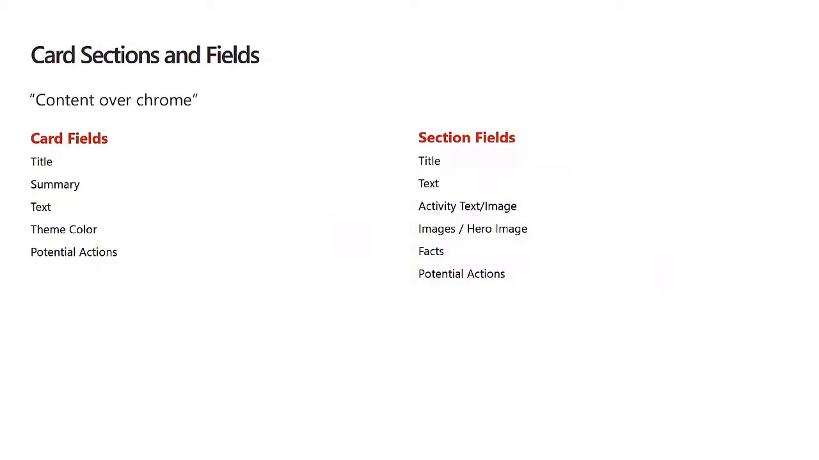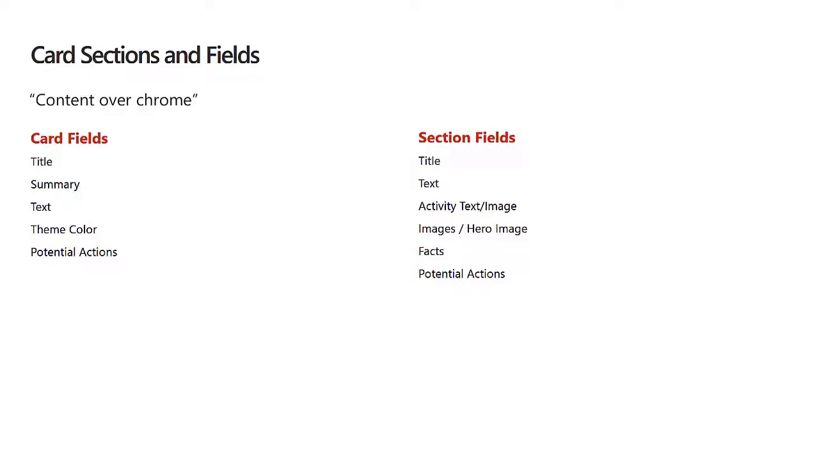The key thing to remember when we're providing data for a card is that we're going to specify content over the chrome. There are fields specifically set up to contain information on the cards. The card itself has a title and a summary and some text. You can define a theme color, which provides some hinting overall about the way the card will look, and you can list potential actions at the bottom of a card.